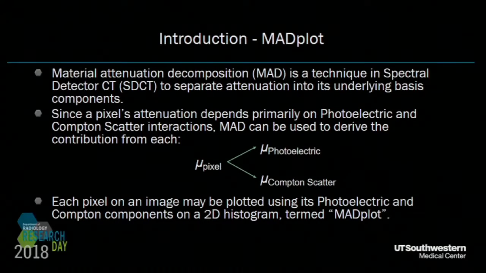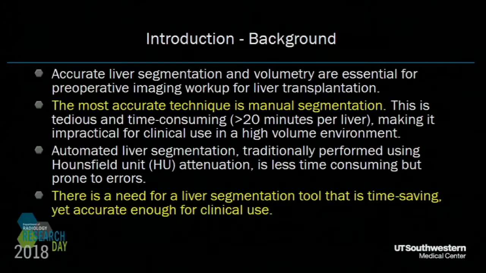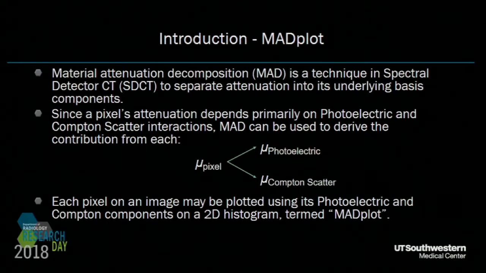So the technique that we propose is termed the MADplot. What basically this is, it takes advantage of dual energy CT technology, such as spectral CT, to separate X-ray attenuation of matter into its fundamental components, the photoelectric and the Compton scatter effects. So what this means is every pixel on a spectral detector CT image can be separated into these two characteristics and then plotted based on these values on a 2D histogram termed a MADplot.